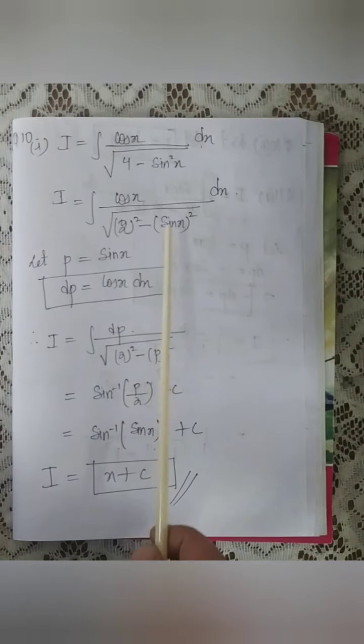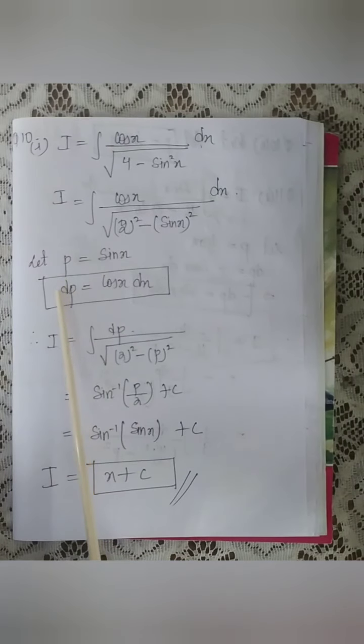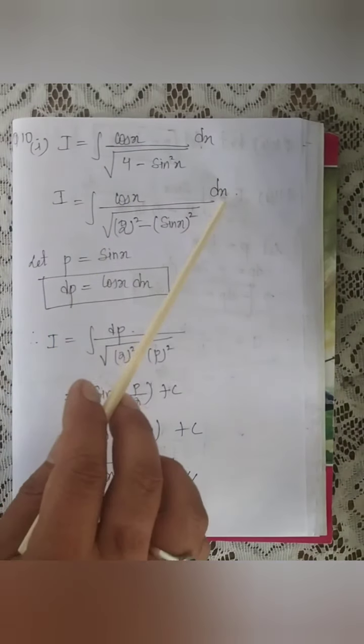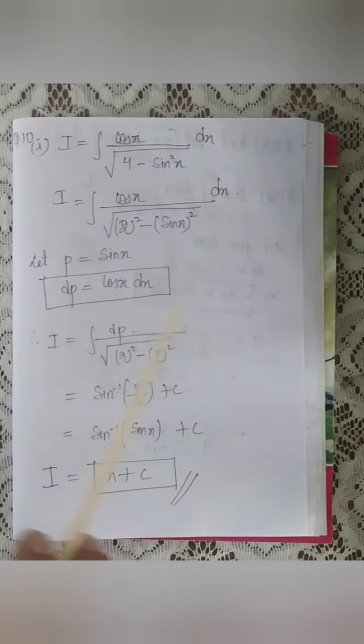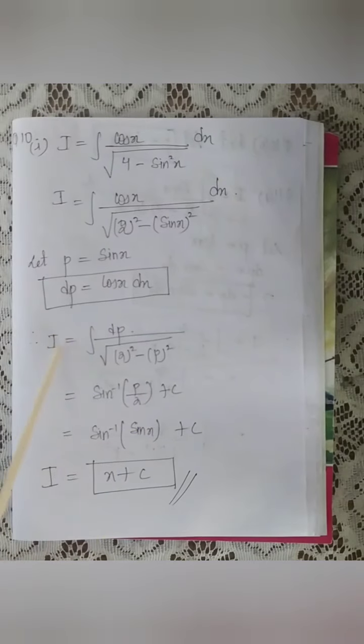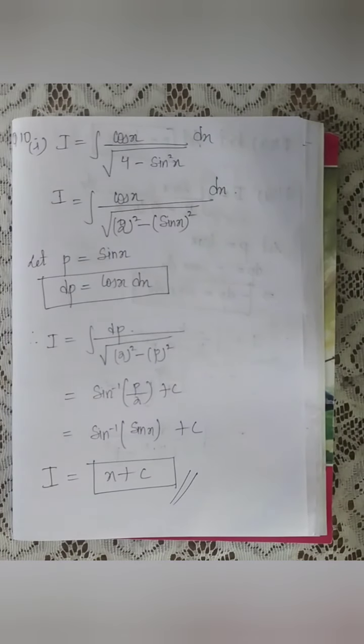If p is equal to sine x, then after differentiation, dp by dx will be the differentiation of sine x, which is cos x, and cross multiplying with dx, you'll get dp as cos x dx. So everything is known. What is the value for cos x into dx? dp. The integration becomes integration dp divided by root of 2 square minus p square. Now, do you know this integral? Integration dx divided by root over a square minus x square.